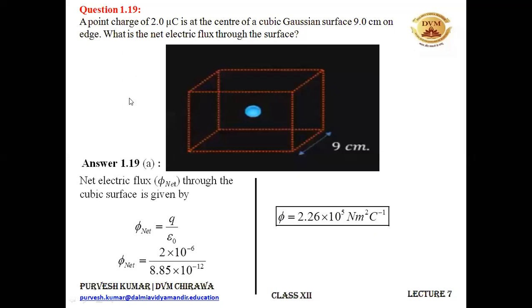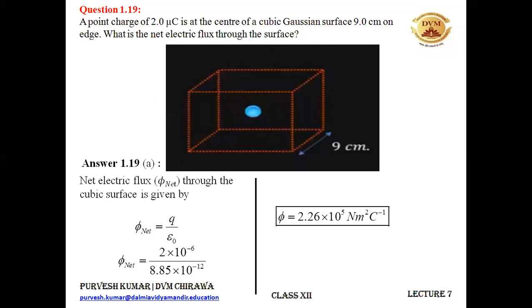All right. So in this part, they are telling us that there is a 2 microcoulomb charge at the center of a cubic Gaussian surface having a 9 centimeter edge. The net electric flux we need to find. Phi net is equal to Q upon epsilon naught by Gauss's law. The value of Q is 2 microcoulomb. Epsilon naught we know is 8.85 into 10 to the power minus 12. When you solve it out, the flux becomes 2.26 into 10 to the power 5 Newton meter square per coulomb. There is no second part, they just want this flux only. So we can easily calculate it by Gauss's law, Q upon epsilon naught.